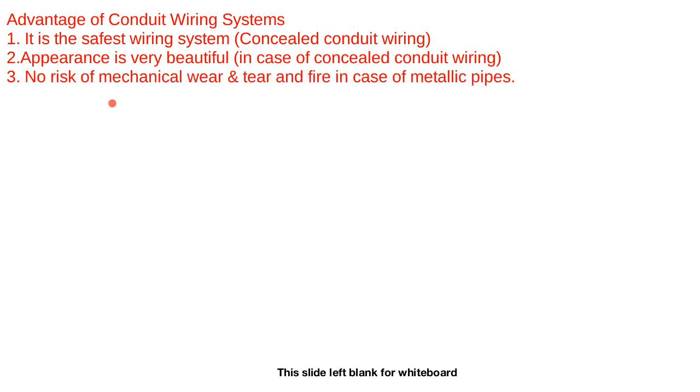Number three, that there is no risk of mechanical wear and tear and fire in case of metallic pipes. So you see your cables or your conductors are protected because they run inside the conduit wiring system, and therefore there is no risk of wear and tear because the cables are protected. And also in case of fire, when you use metallic conduits, then your cables are protected because the fire may not necessarily be able to interfere with the metallic conduits.